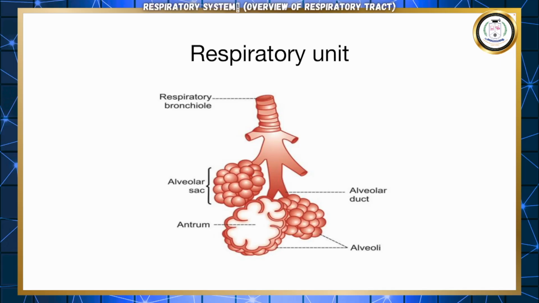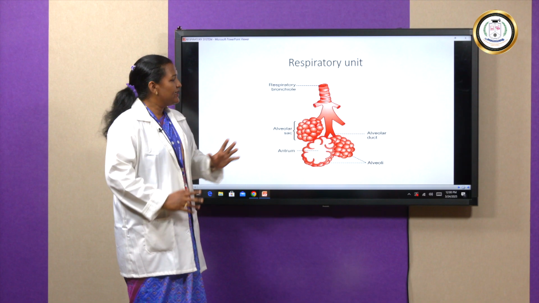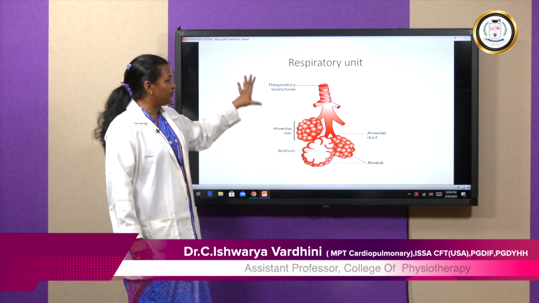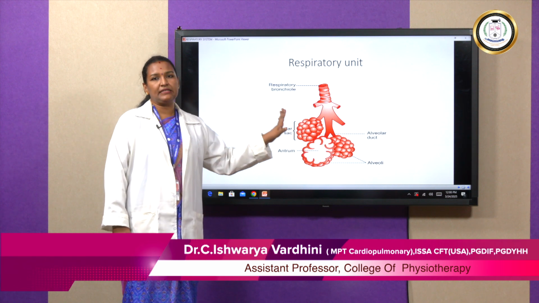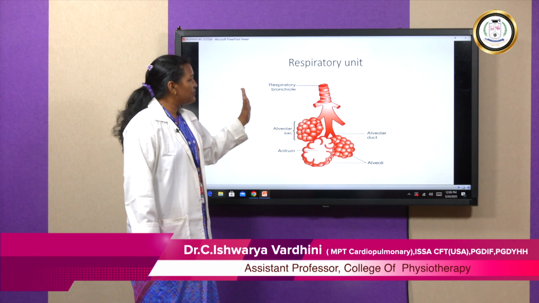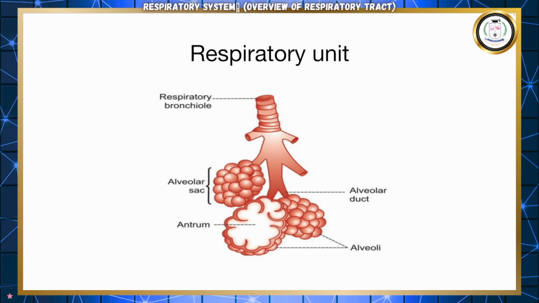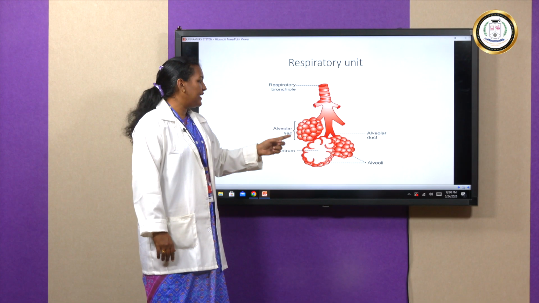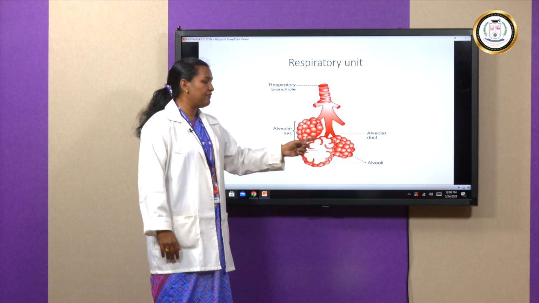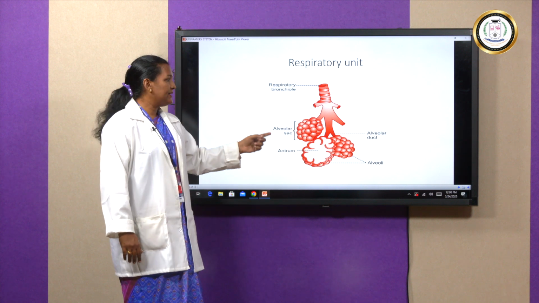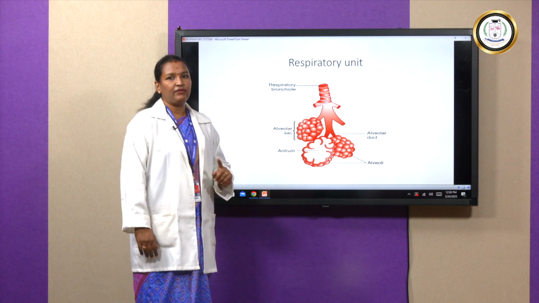So, from the respiratory bronchiole, we have the actual respiratory unit. The components of the respiratory unit are clearly shown in this diagram. The first one is the respiratory bronchiole. From the respiratory bronchiole, you have the alveolar duct. Then from the alveolar duct, you have the alveolar sac. Then inside the alveolar sac, you have the antrum. Then the final end component will be your alveoli.